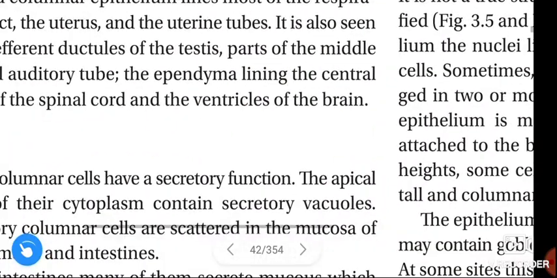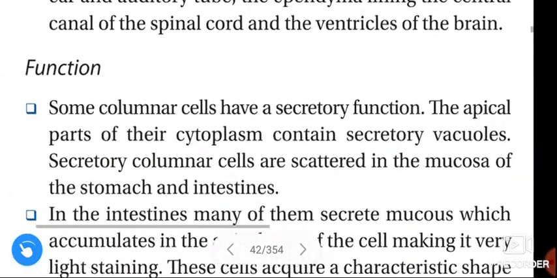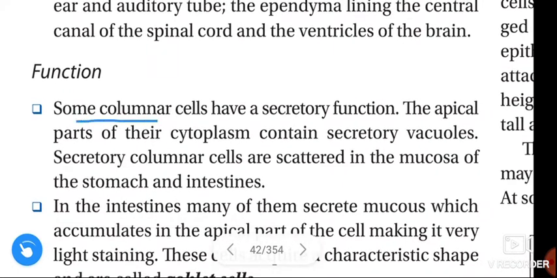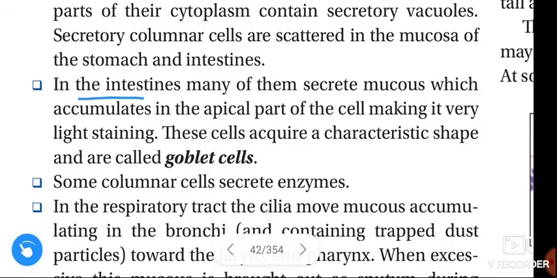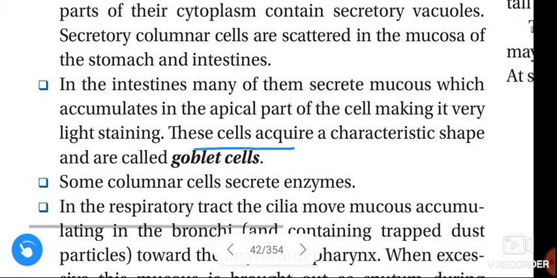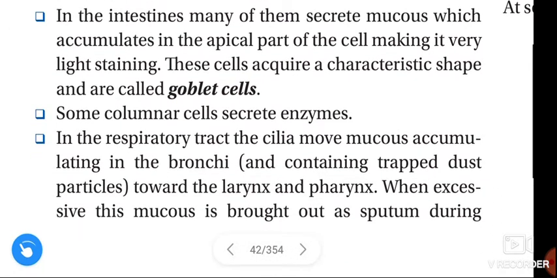See once again the functions of the columnar epithelium. Some columnar cells have the secretory function. The apical part of the cytoplasm contains the secretory vacuoles. Secretory columnar cells are scattered in the mucosa of the stomach and intestine. In the intestine, many of them secrete mucus, which accumulates in the apical part of the cell, making it very light staining. These cells acquire a characteristic shape and are also called goblet cells.